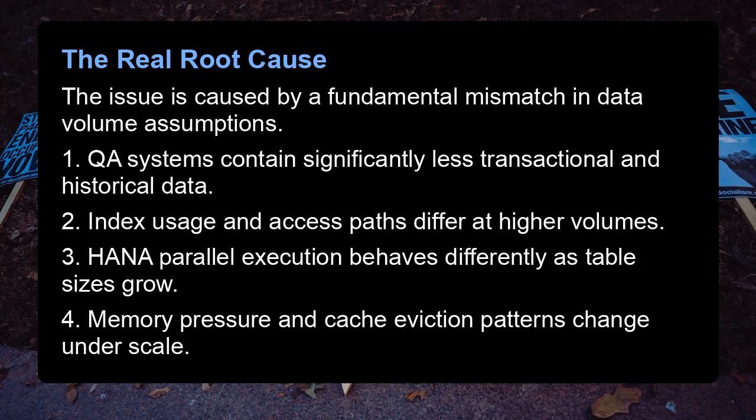The real root cause. The issue is caused by a fundamental mismatch in data volume assumptions. 1. QA systems contain significantly less transactional and historical data. 2. Index usage and access paths differ at higher volumes. 3. HANA parallel execution behaves differently as table sizes grow. 4. Memory pressure and cache eviction patterns change under scale.